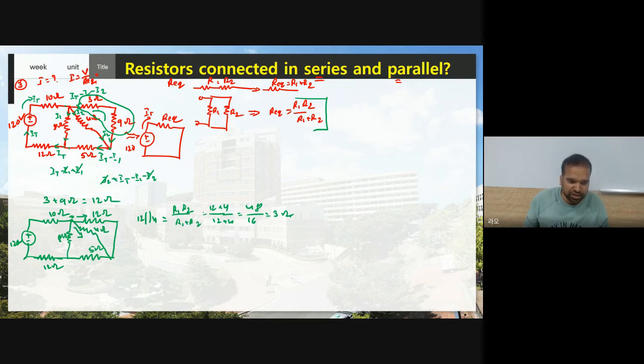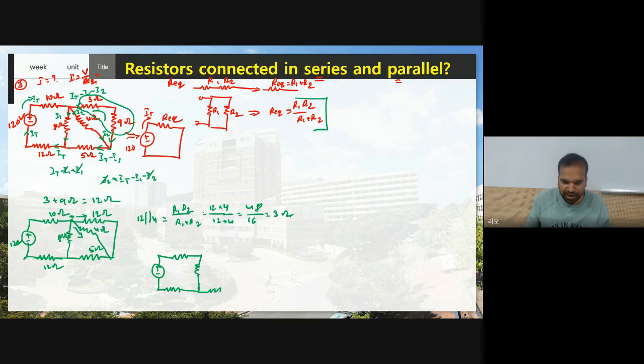Now see, instead of this 12 ohm and 4 ohm, can I replace them with a single resistor with the value of 3 ohm? Of course, why not? So here this is my voltage source, this is 10 and this is 8. These elements I haven't changed yet.